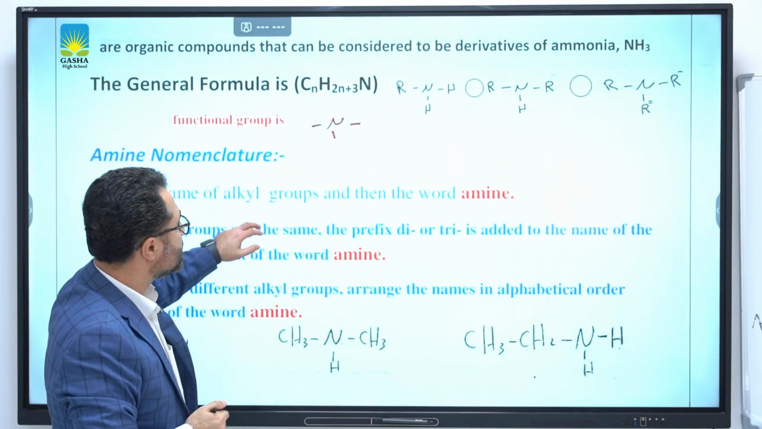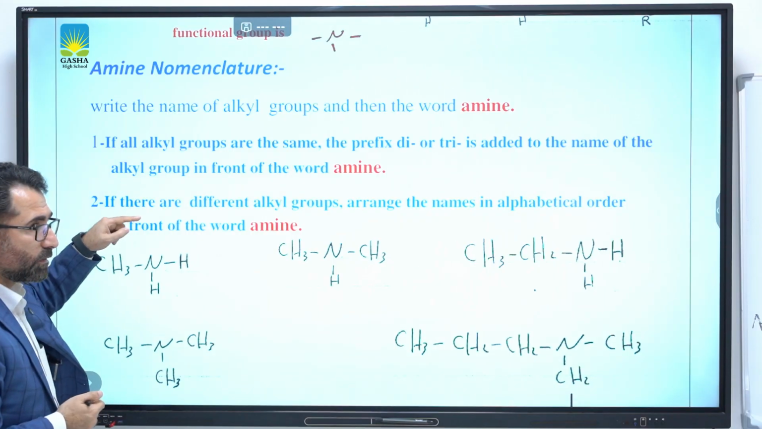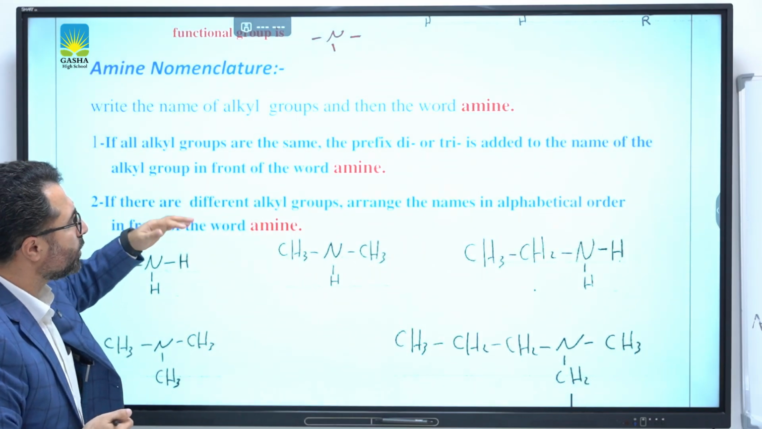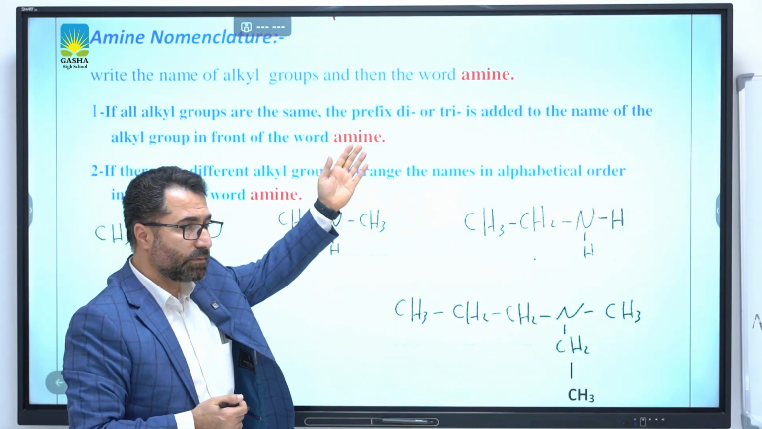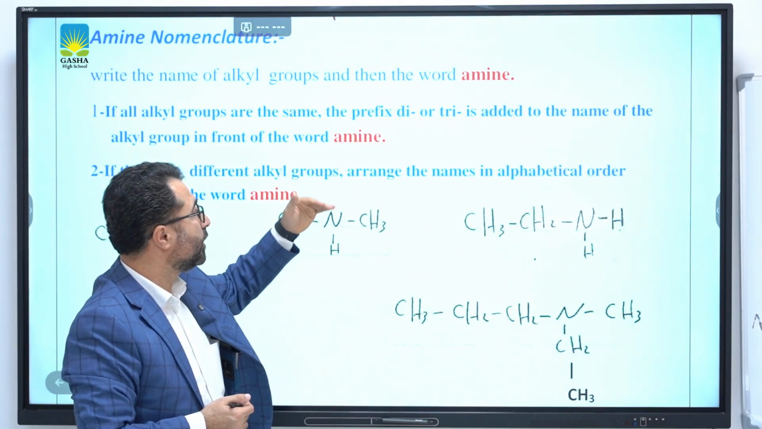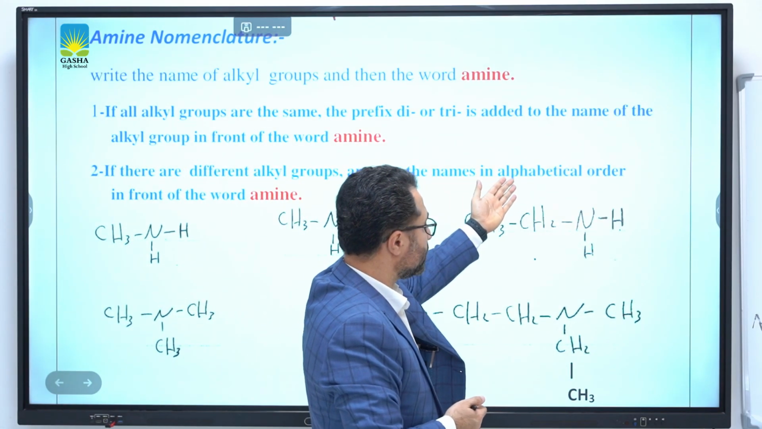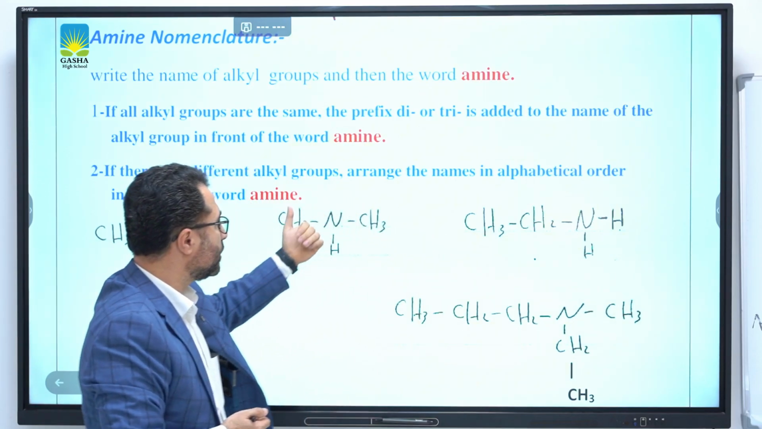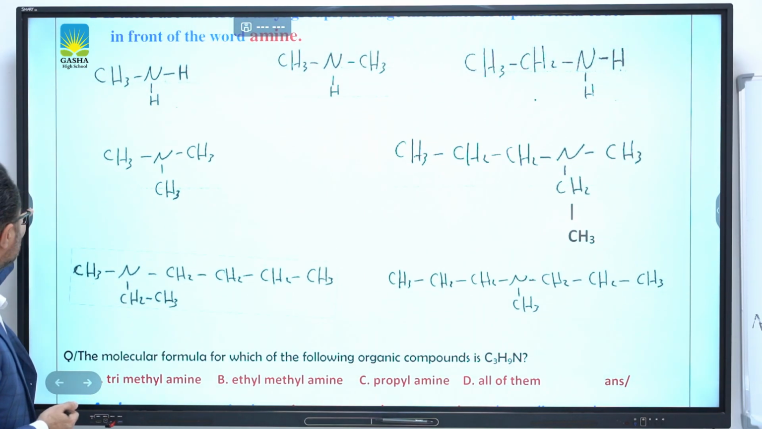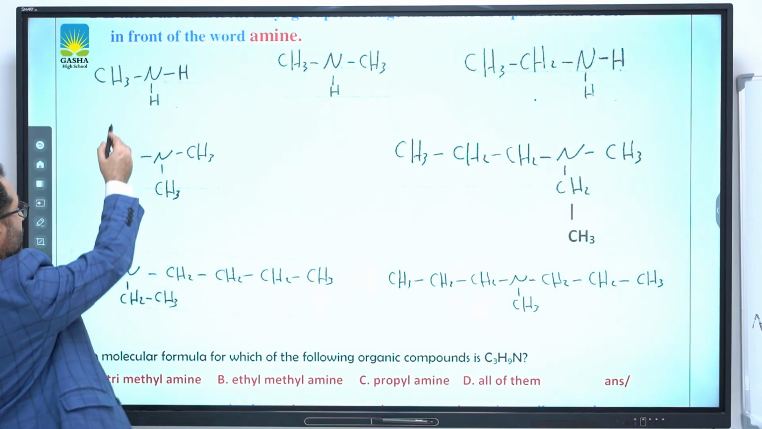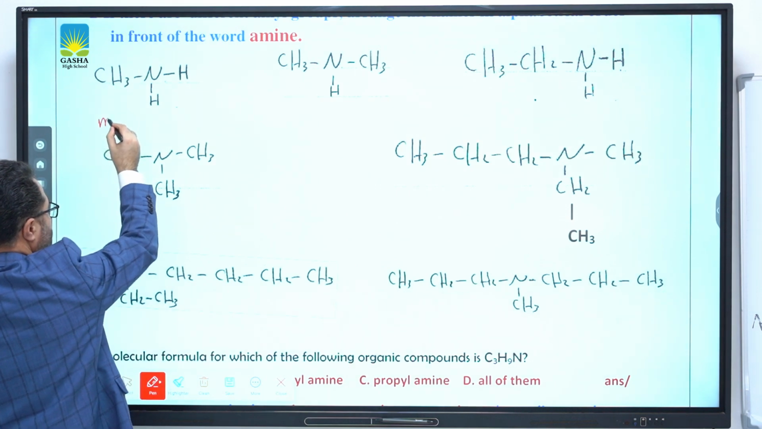Nomenclature of amines is the same as ethers. Name all alkyl groups as methyl, ethyl, and the word amine. If they are the same, write di or tri and the name of the alkyl group and then amine. If they differ from each other, name the alkyl groups in alphabetical order and then the word amine. In the first one we have just 1 carbon, so it's methyl. And N is amine. So it's methylamine.